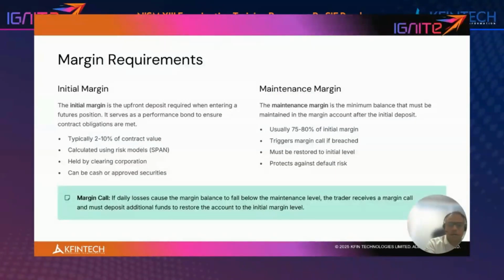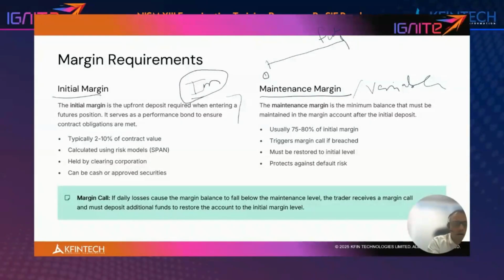Now initial margin and maintenance margin. As I mentioned in the previous slide, maintenance margin is also known as variable margin. When are these paid? Let's say I am entering into a 3-month futures contract, and this is day 0. On day 0, I will pay the initial margin to enter into the contract, 2 to 10% of the contract value. It is calculated using the SPAN margin. Not important, just remember the name, SPAN margin.